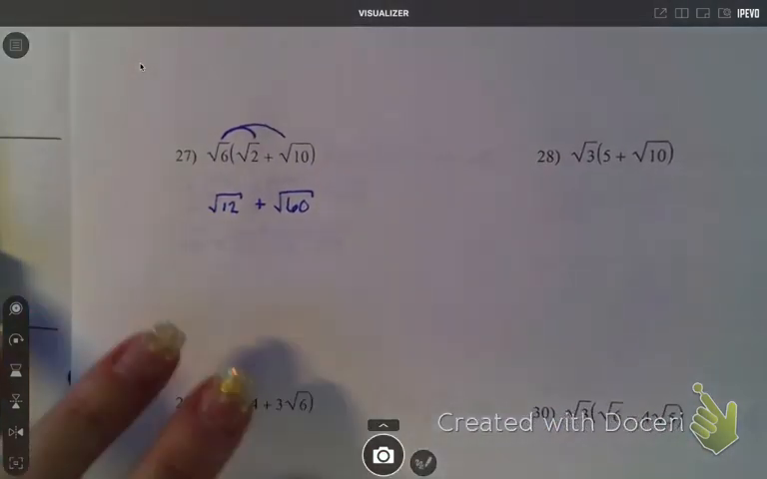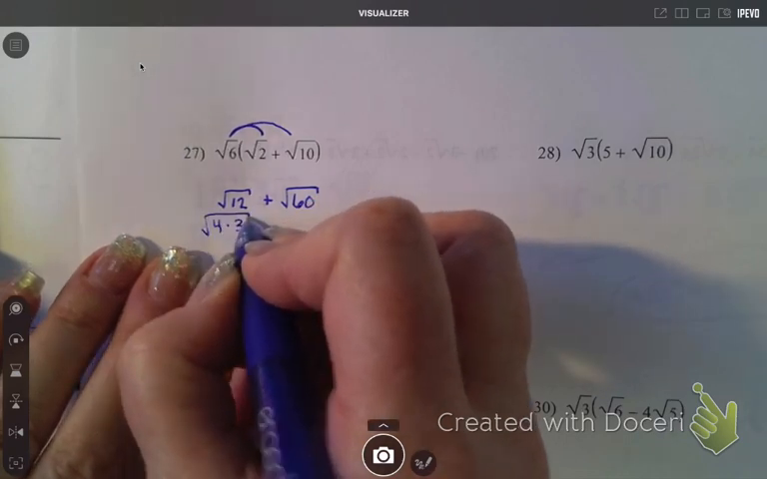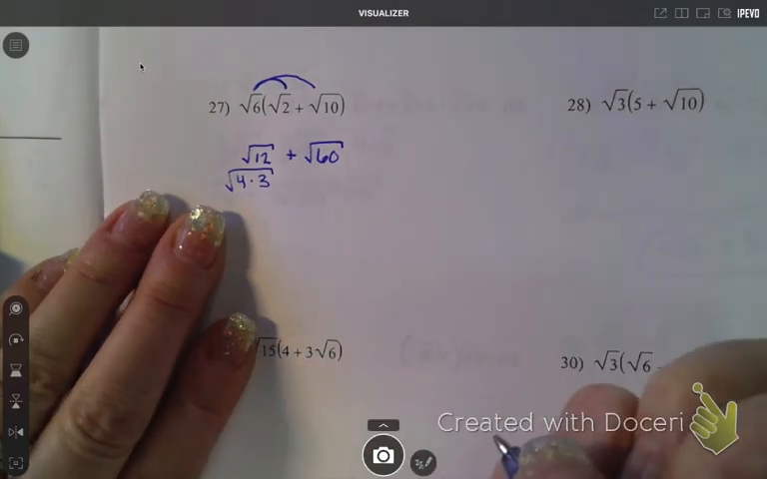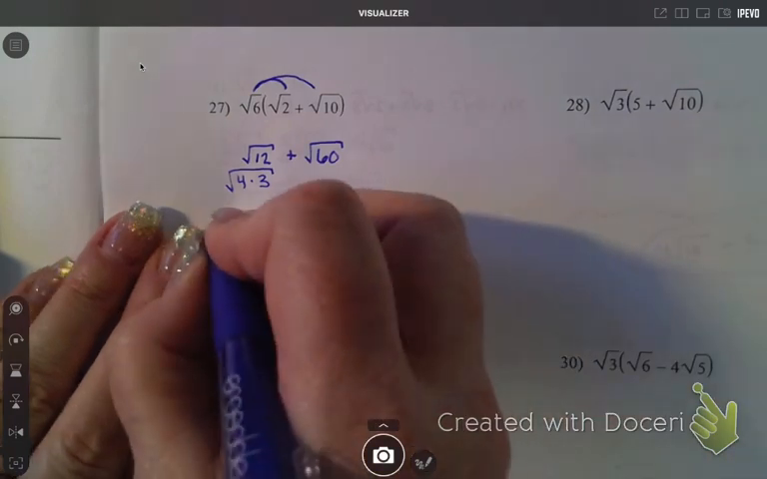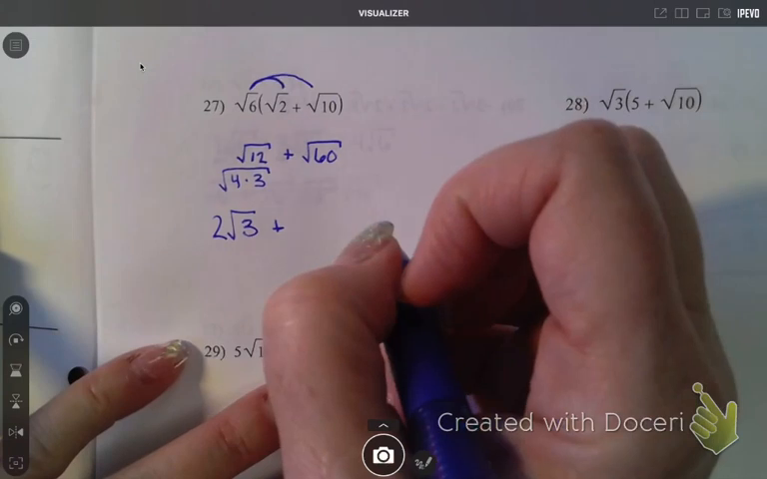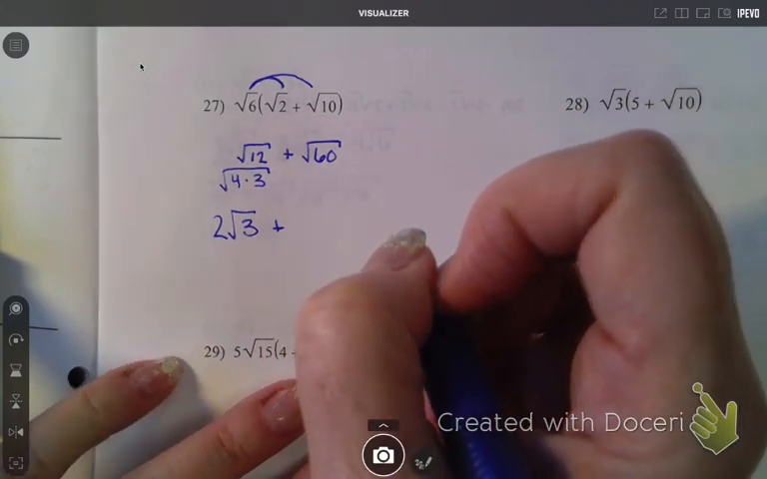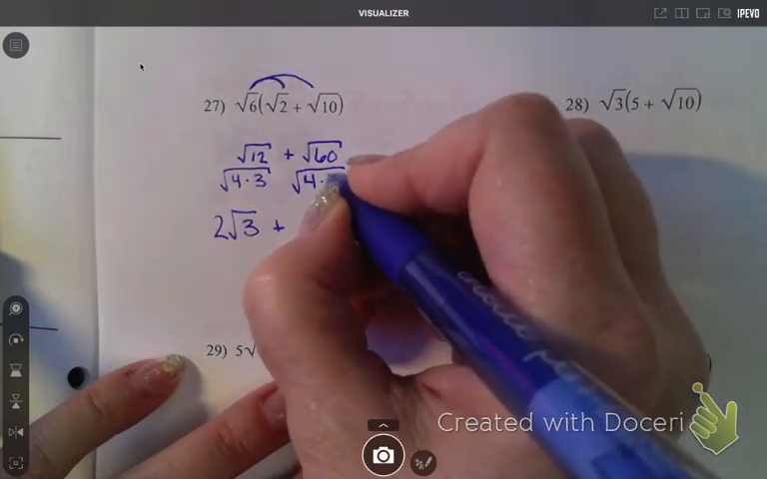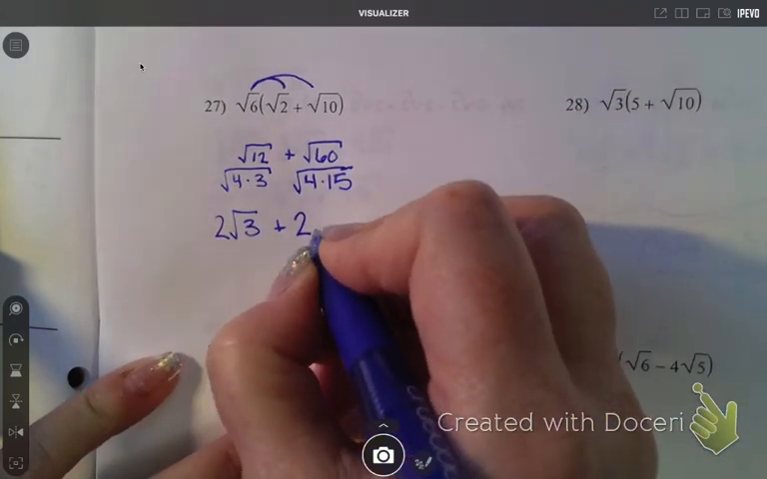So we got 4 and 3 here, yes? So the square root of 4 is 2, so 2 square root of 3. Okay, 60. 4 and 15. Square root of 4 is 2. Square root of 15.